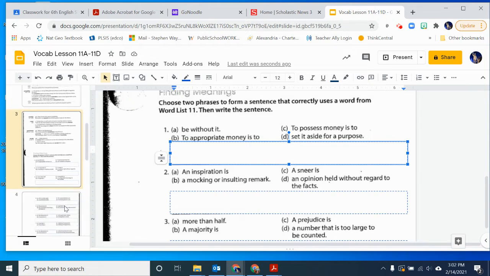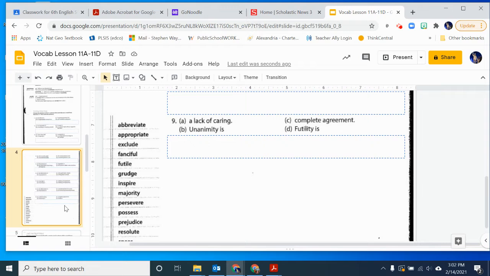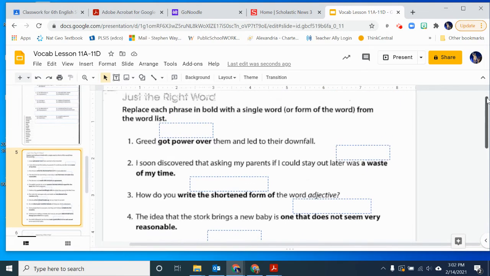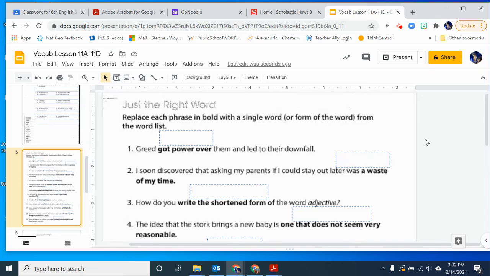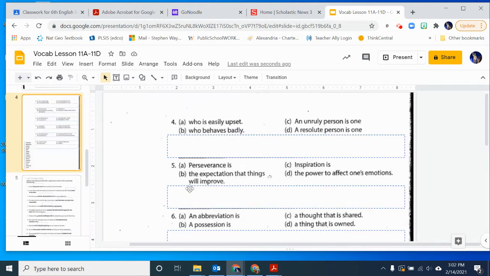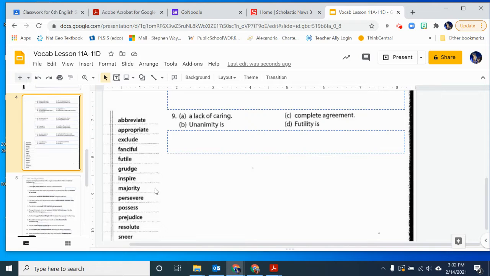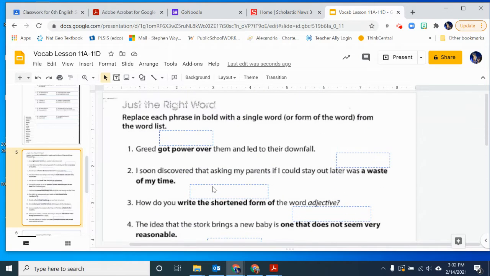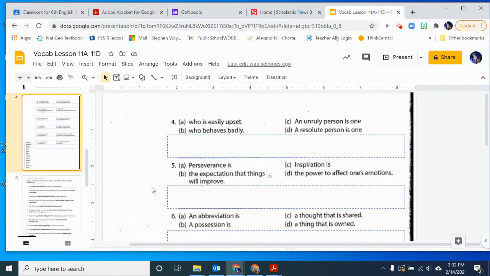Moving on to 11B. We've done these before. Replace each phrase in bold with a single word or form of the word from the word list. Greed got power over them and led to their downfall. I wonder what word means like greed. What is it? Got power over. Got power over.